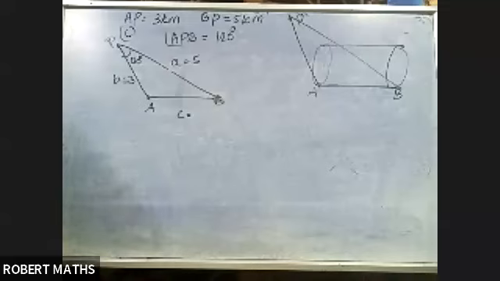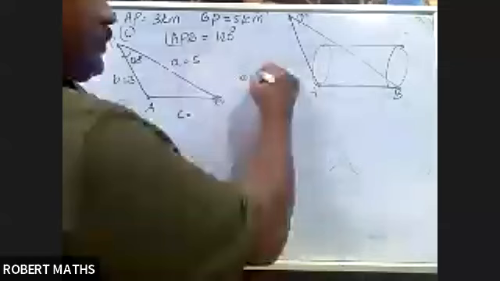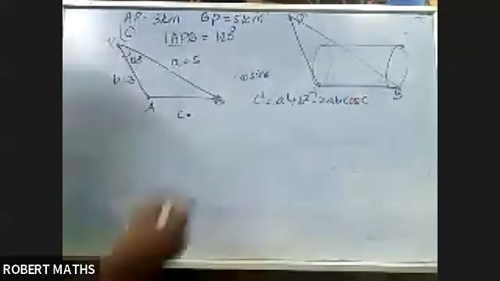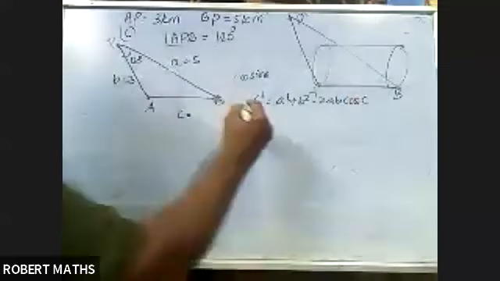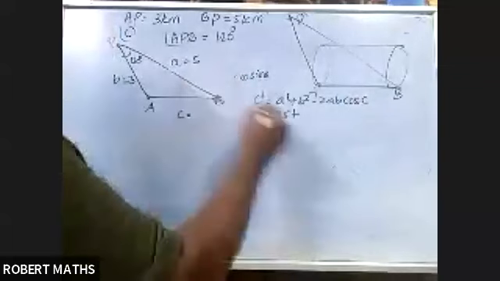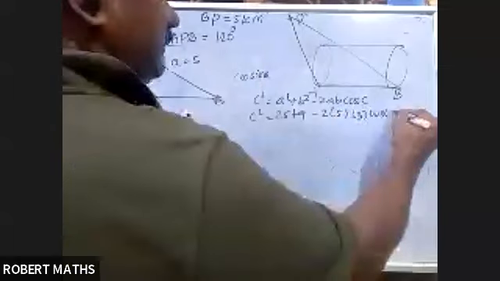Here AB is there, and the angle opposite to it is there. So, the cosine formula. What is the cosine formula? Say, C square equals A square plus B square minus 2AB cos C. I can write this as C square equal to A square 25, B square 9, minus 2 into 5 into 3 cos 120 degree.